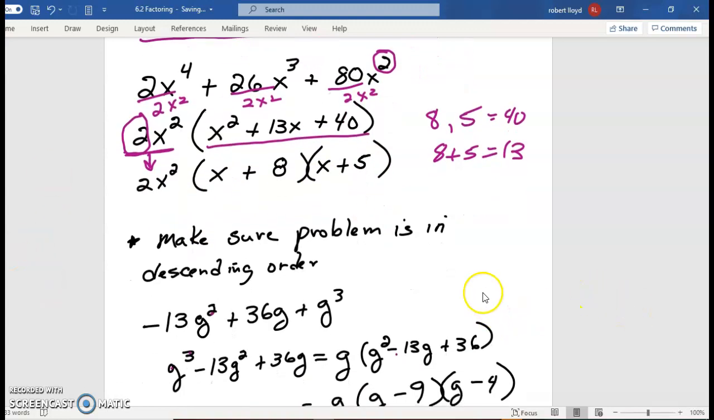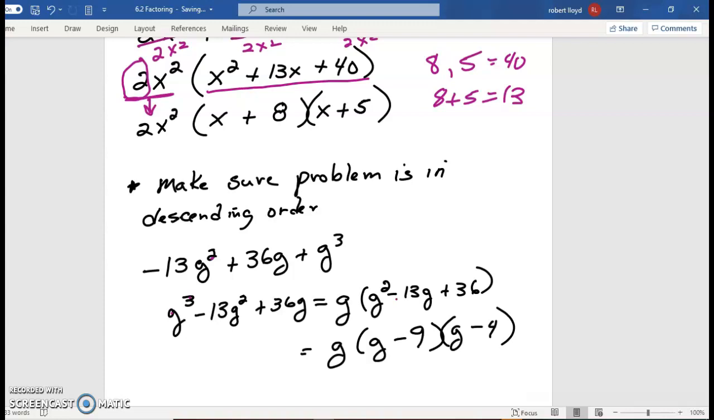Okay, another thing to remember is make sure that the problem is in descending order, meaning the highest power of the variable first. So here we have a squared term, to the first power, and to the third power. So we want to put that in descending order, meaning that g to the third is the highest power, then second, then first. So now that we have it in descending order, we can factor out a g.